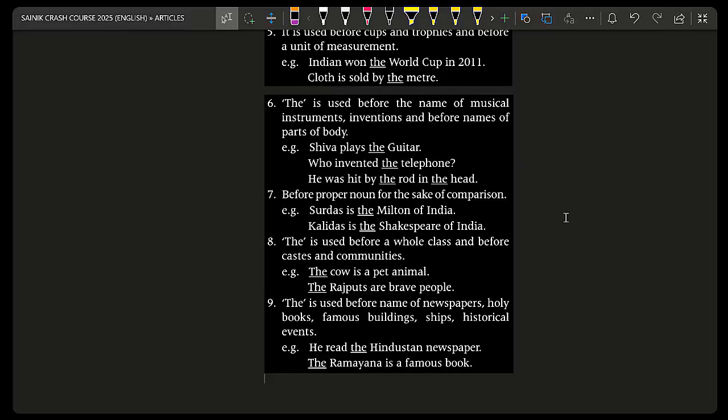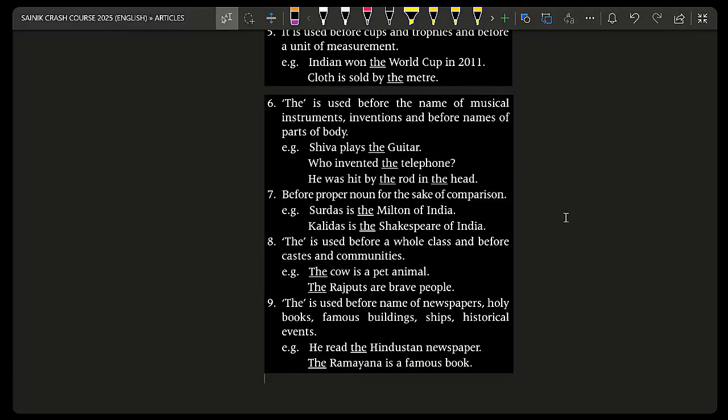The Rajputs are brave people. A group of people called the Rajputs, and we are using the. The is used before names of newspapers, holy books, famous buildings, ships, historical events. He read the Hindustan newspaper, so it's the name of one newspaper. So we are using the.